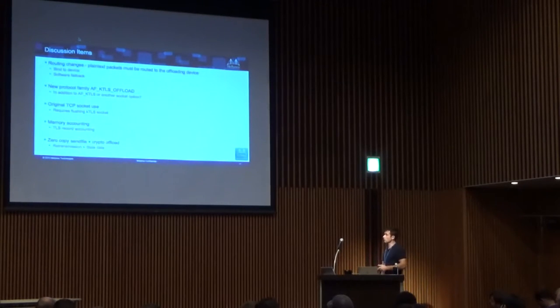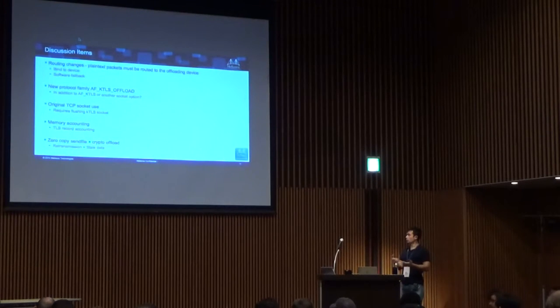So some discussion items regarding the implementation. The first challenge we have, and we didn't know how to cope with, is routing changes. All packets being offloaded, which are plain text, must not go to a different device. So if the routing decision changes during transmission, we need to either have some way to do a software fallback or a manner to prevent this routing change for those packets. So this is the first challenge.